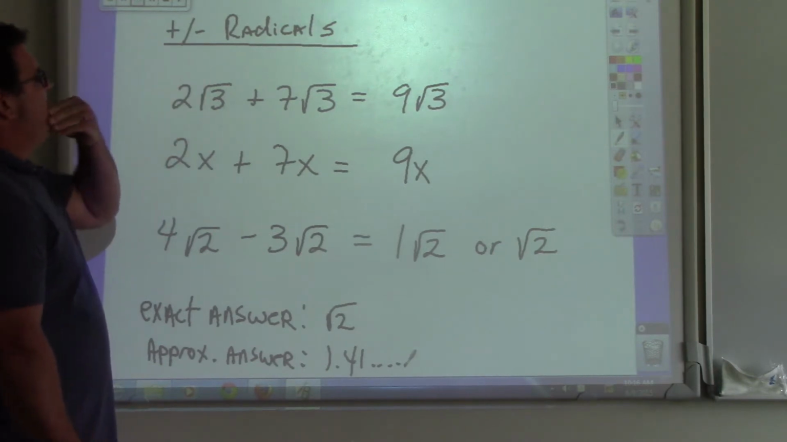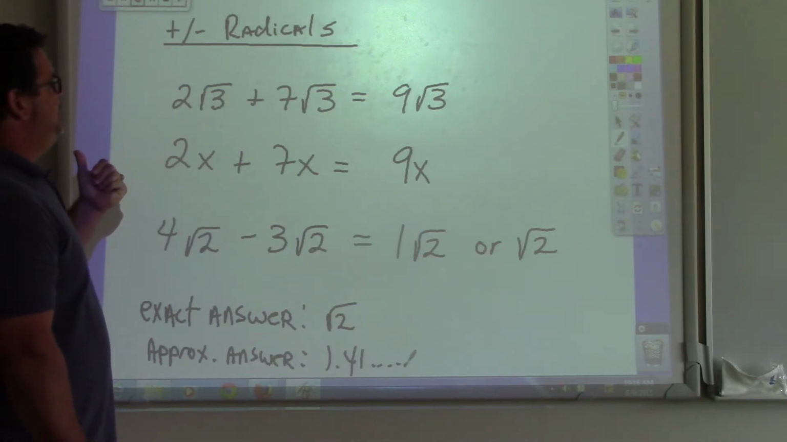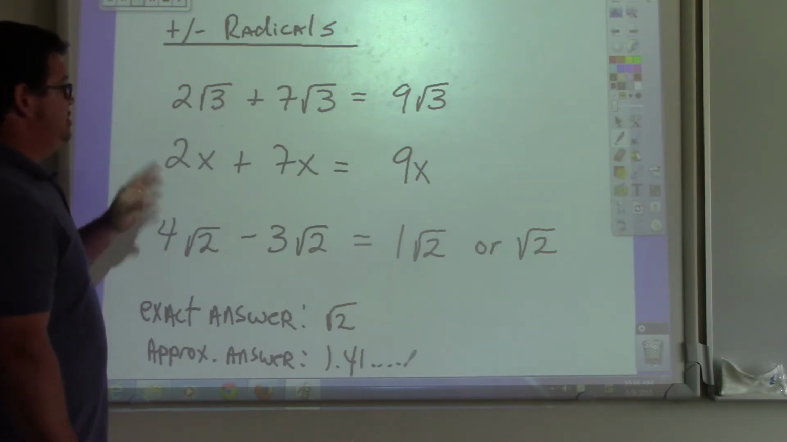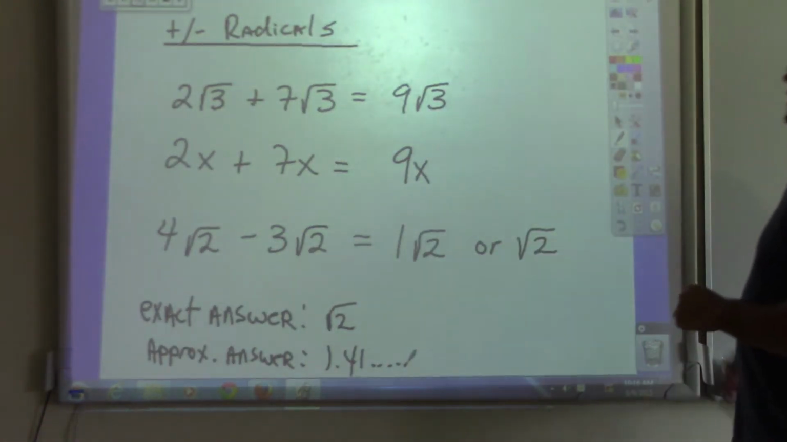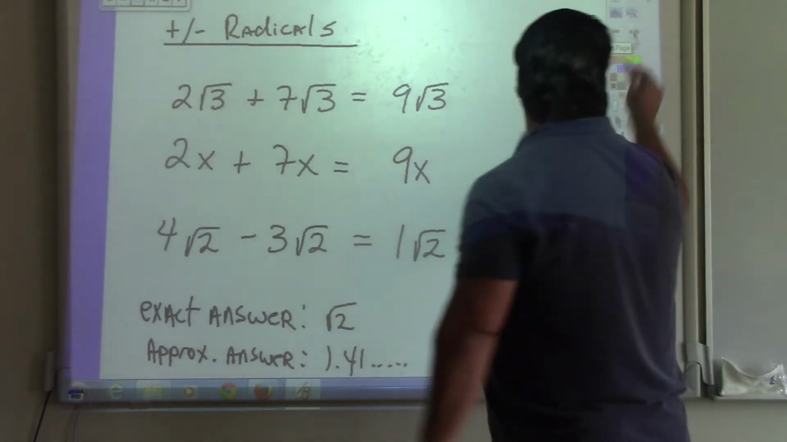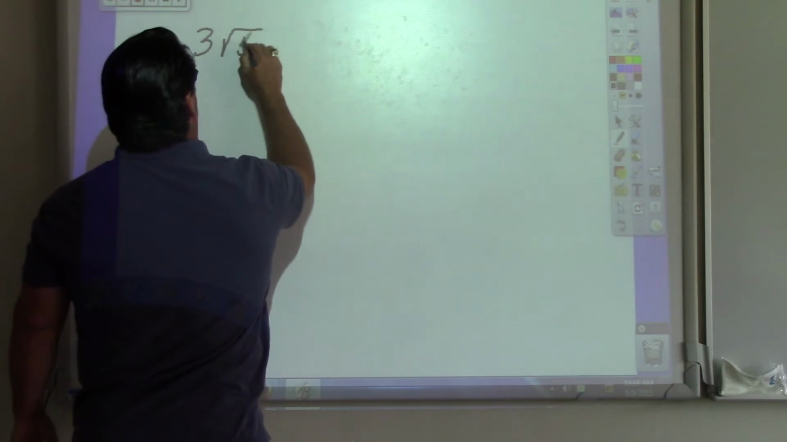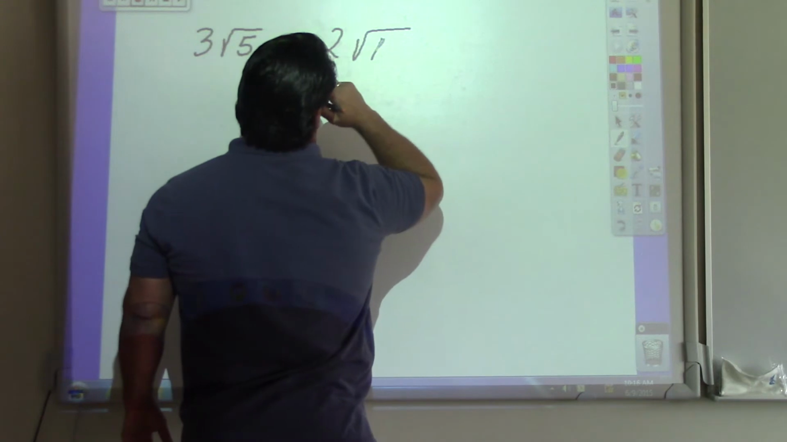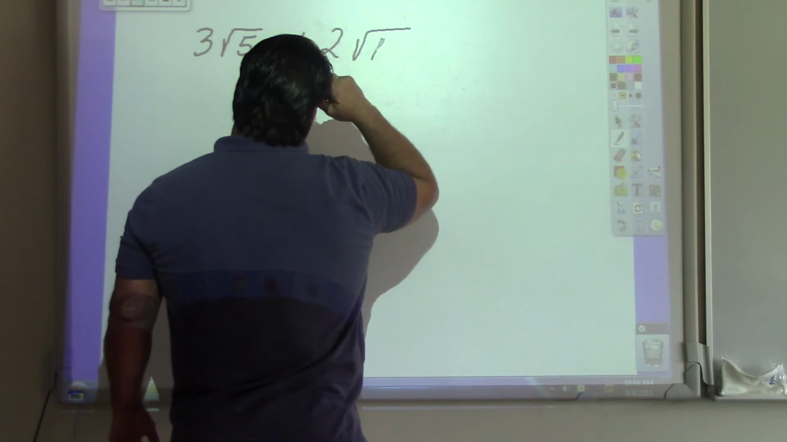Now, there's just one more thing I need to tell you about radicals, and that's sometimes you might need to break them up. And we're still in adding and subtracting radicals. So let me go to the next page and tell you what I'm talking about. 3 square root of 5 plus 2 square root of 10, or square root of 20 is equal to what?